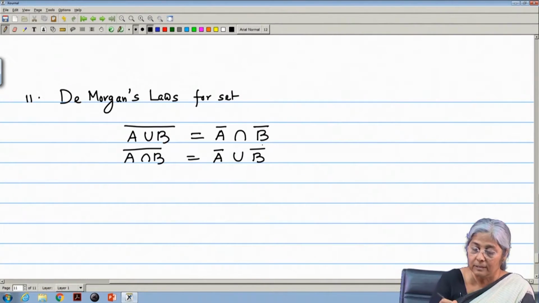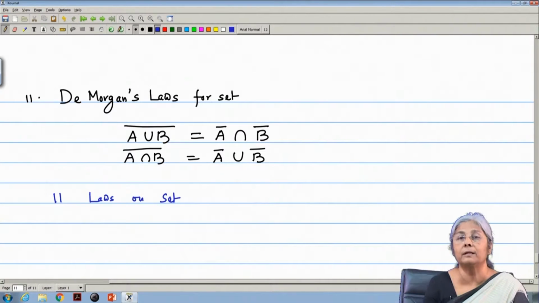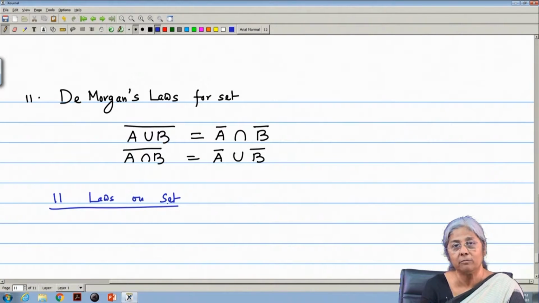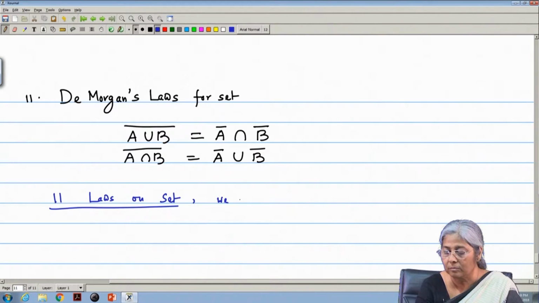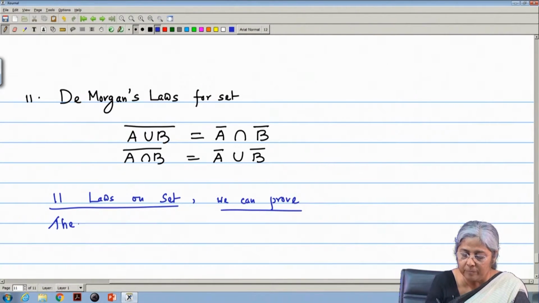So, these 11 laws on sets, though we are telling these are the properties, actually any one of these laws on sets we can prove logically. So, sometimes we call these the theorems on sets.